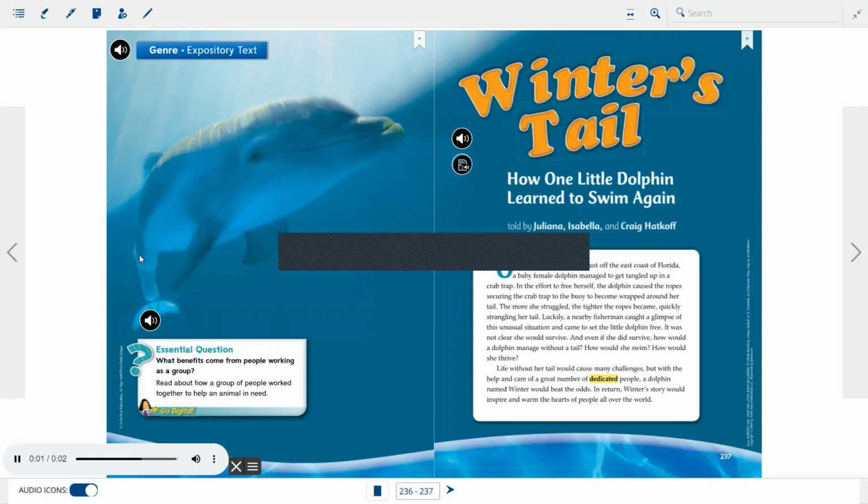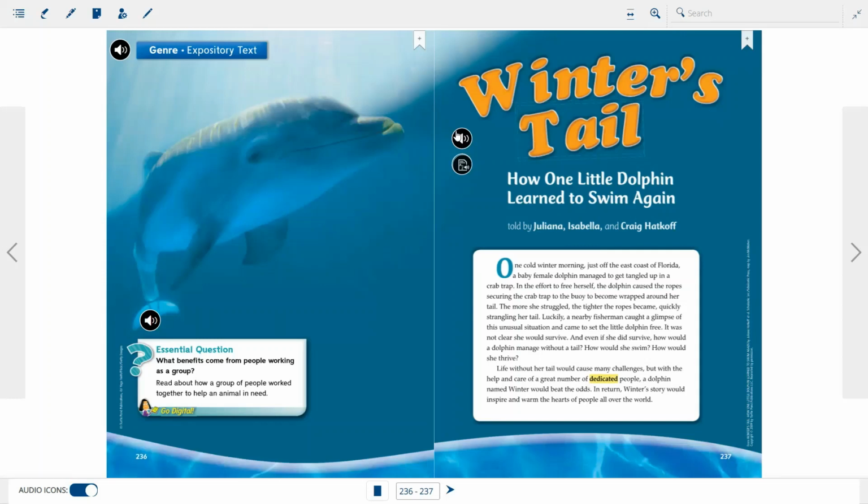Genre: expository text. Essential question: What benefits come from people working as a group? Read about how a group of people work together to help an animal in need. Winter's Tale: How One Little Dolphin Learned to Swim Again. Told by Juliana, Isabella, and Craig Hatkoff.